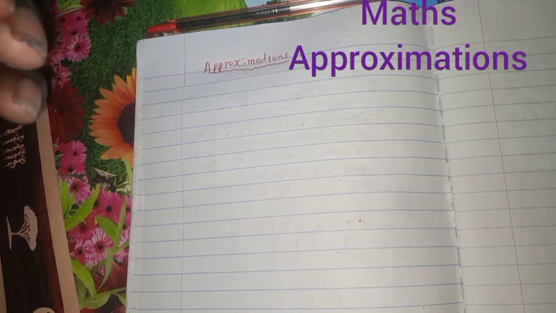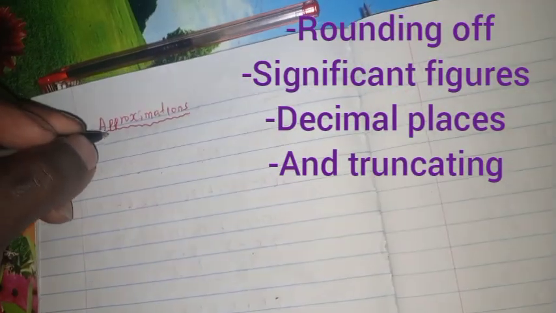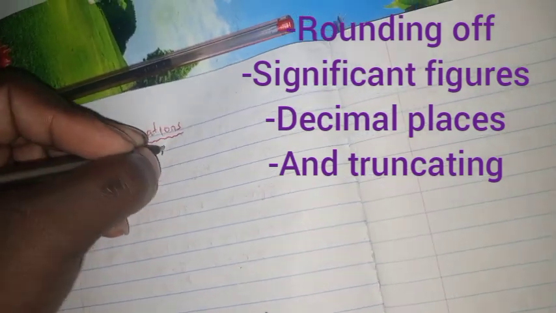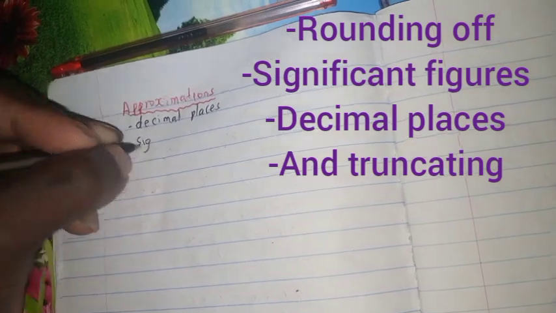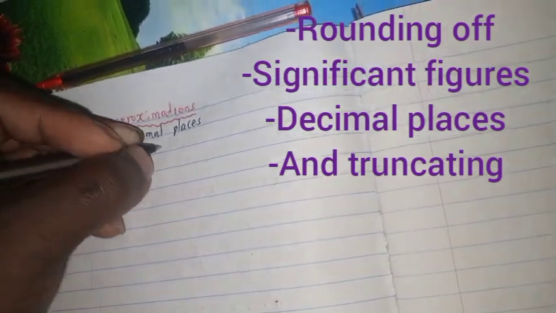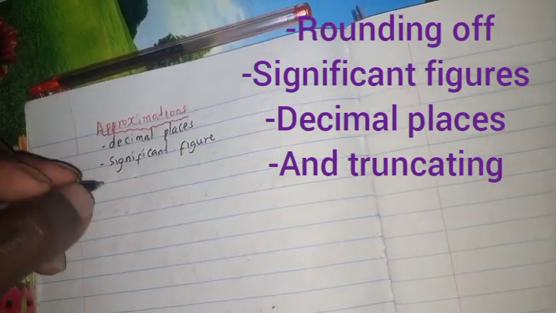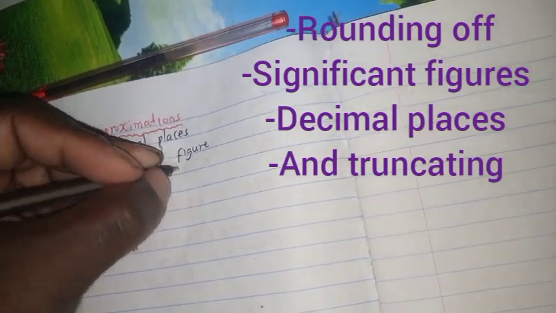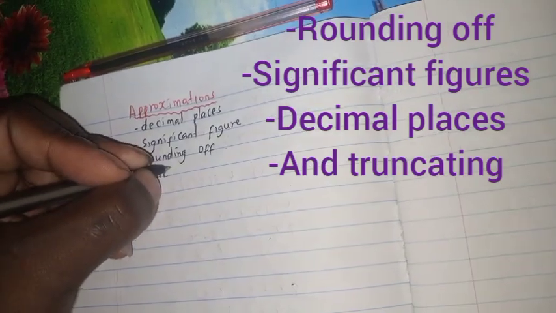Now, this is a simple topic that carries basic concepts in mathematics, and approximations involve some things like writing to decimal places. We have significant figures. We have rounding off, and finally we have something called truncating.